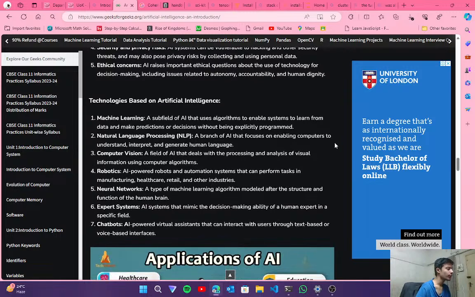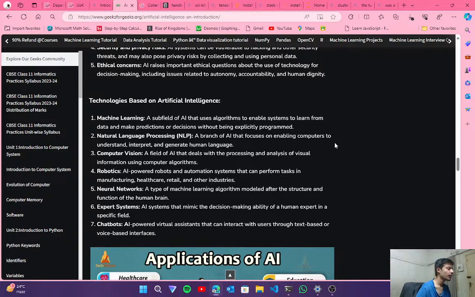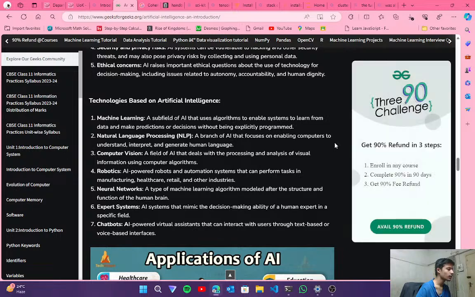Technologies based on AI. Machine learning, a subfield of AI that uses algorithms to enable systems to learn from data and make predictions or decisions without being explicitly programmed. Natural language processing, a branch of AI that focuses on enabling computers to understand, interpret, and generate human languages. Computer vision, a field of AI that deals with the processing and analysis of visual information using computer algorithms.